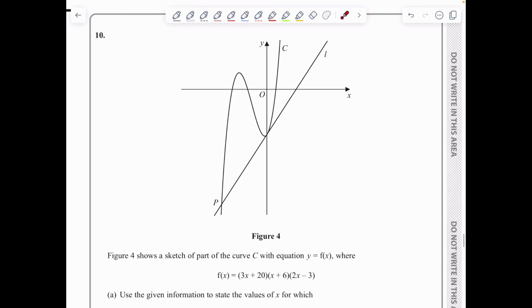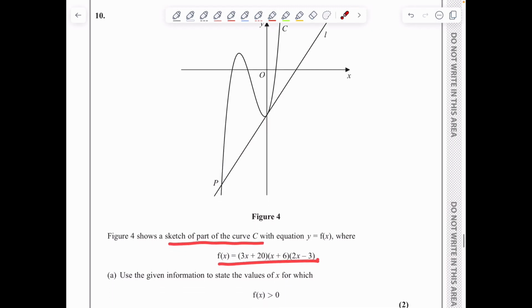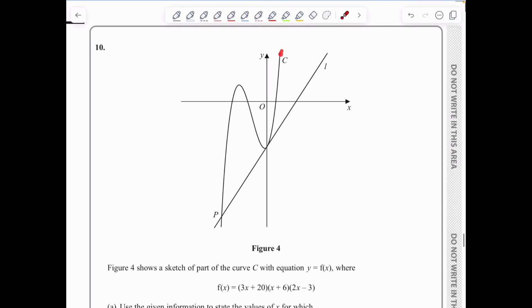In question 10, we're being given a sketch of part of the curve C with the equation shown here, and we need to state the values of x for which f of x is greater than 0, so the values of x for which f of x is above the x-axis. So we can see it's the part over here and also the hump over here. So in order to find the values of x for which f of x is greater than 0, I will actually start by solving f of x = 0.